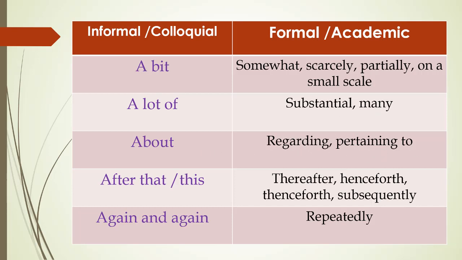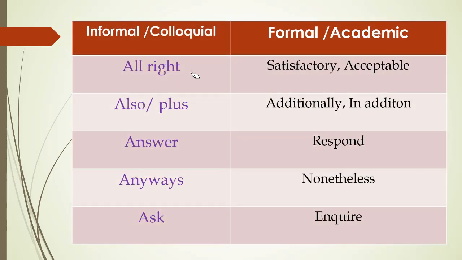About can be replaced with approximately. After this or after that can be replaced with thereafter, henceforth, thenceforth, or subsequently. So these are not synonymous words, but we have to use them according to context. Okay. Again and again can be replaced with repeatedly. All right is another very commonly used informal word, and this should be replaced with words like satisfactory or acceptable. Also, plus should be replaced with additionally or in addition. Answer is response or responding. Anyway should be replaced with nonetheless.